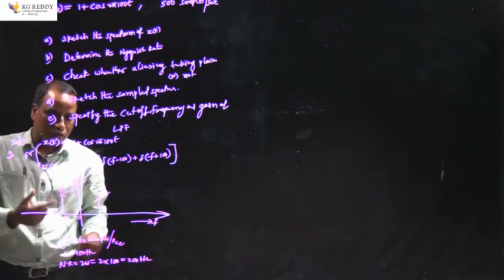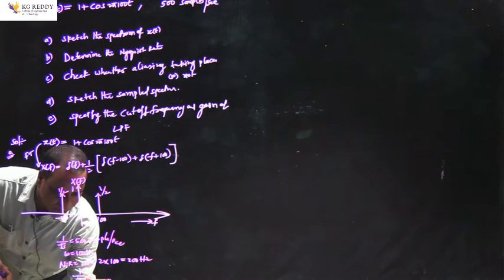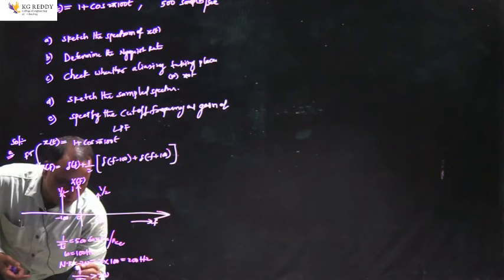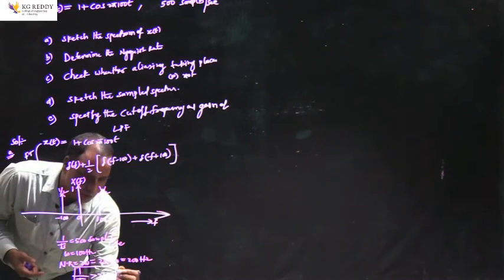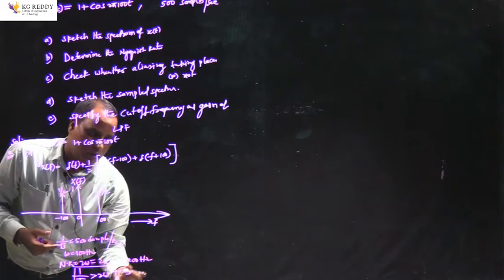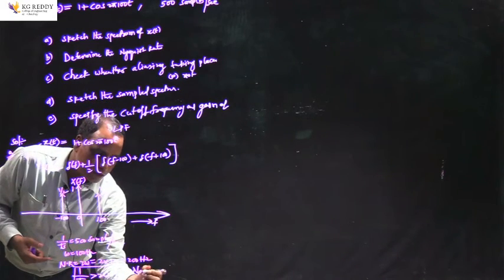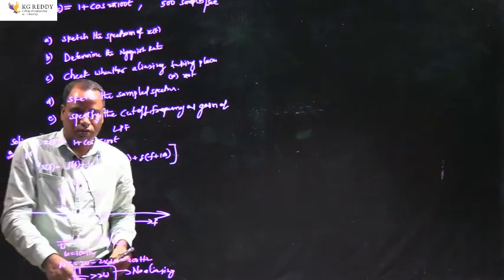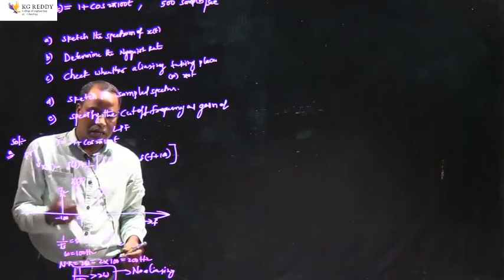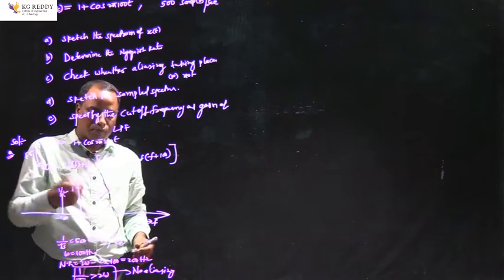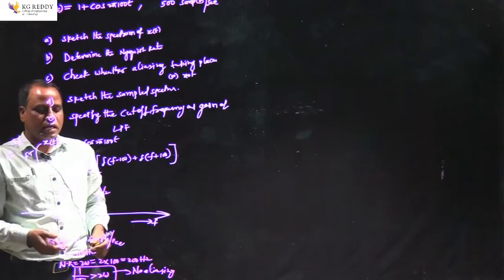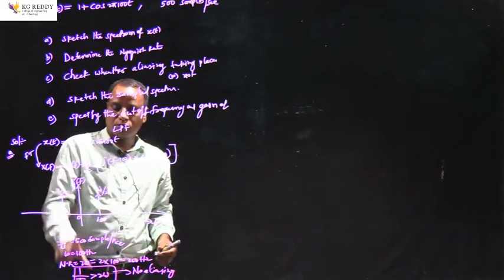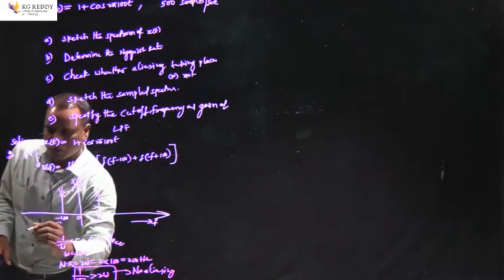Now this 1 by Ts is greater than 2 into omega. So that's the reason no aliasing is taking place, because 1 by Ts is greater than 2 omega. Aliasing takes place only if 1 by Ts is less than 2 omega, then the aliasing effect will occur in the sampling process. So no aliasing takes place. This is the solution for B.